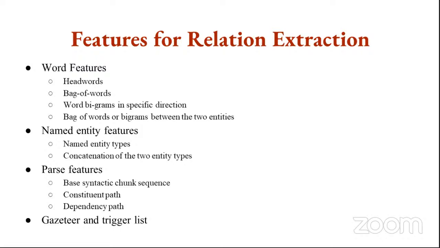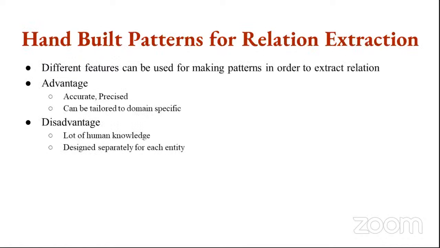And then apart from that, we also have gazetteers and trigger lists. These are dictionaries. Suppose we have domain knowledge and we know that some words belong to a particular class. We can use that dictionary as a gazetteer and check whether an entity belongs to the dictionary or not. If it does, that can be added as a feature. So different features can be used for making patterns in order to extract relations.